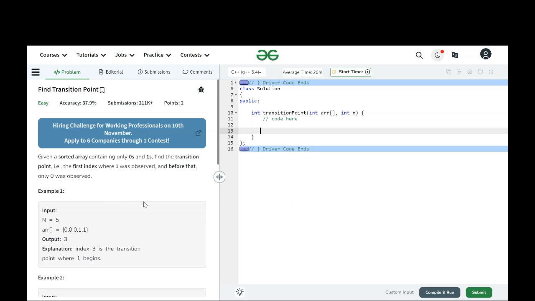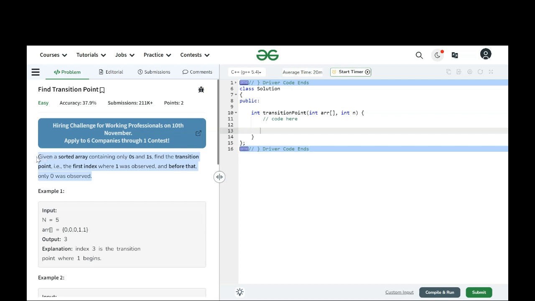Hi everyone. So let us solve today's problem of the day, that is find transition point. Let us go through the problem first. Given a sorted array containing only zeros and ones, find the transition point, that is the first index where 1 was observed, and before that only 0 was observed.